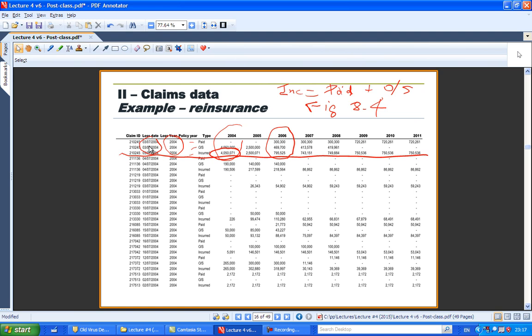Then nothing much has happened later on. The estimate has been revised again downward, but not by much, and finally it has stabilized and it has been paid completely. Again, there's an error. These two numbers should be the same. Again, I'll invite you to look at figure 8.4, which will give you the correct figures.